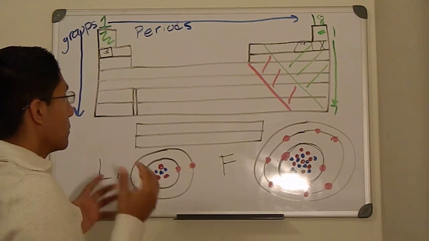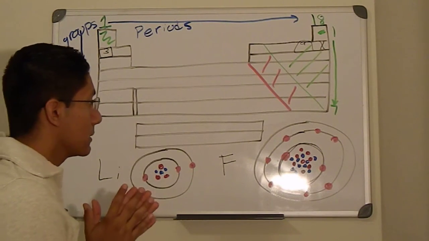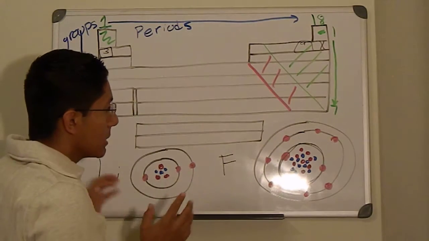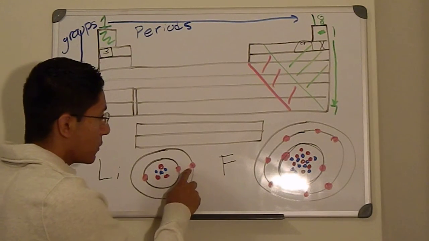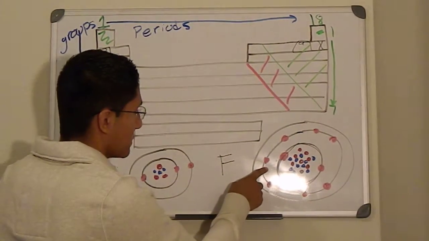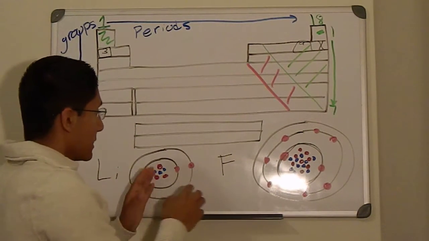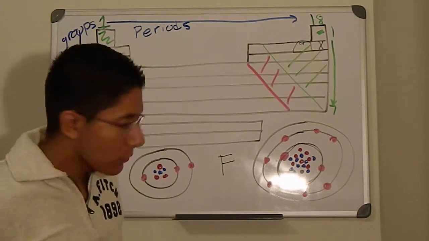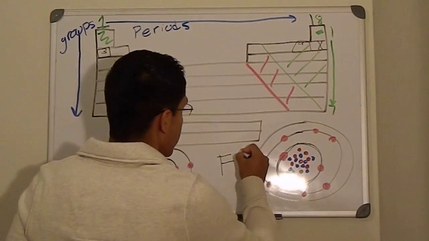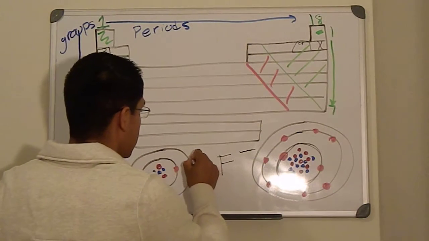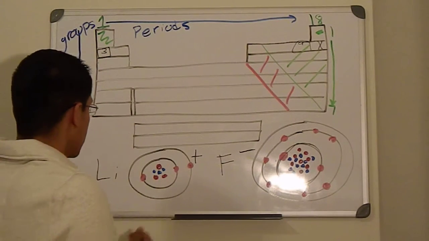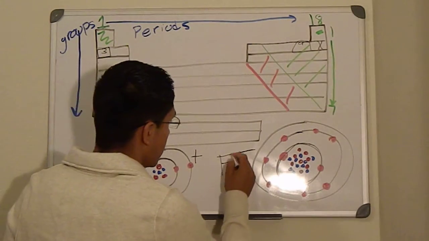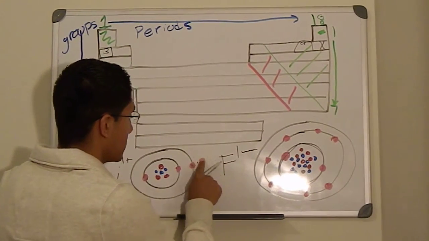Now, this is what happens in bonding. This one wants 1, this one wants to give 1 away. So what happens is that this one gives it away and this one takes it. Okay? In that process of giving away and taking, this one becomes negative and this one becomes positive. Okay? So lithium 1 plus, fluorine 1 minus.